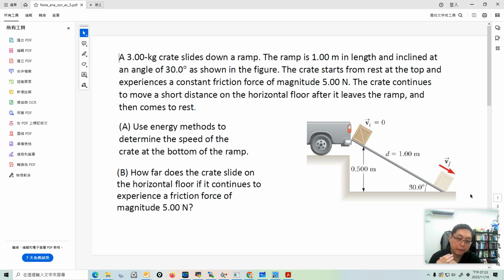In this video, I'm just going to show you the calculation of the first one. The second problem is as easy as the first one, so you can solve it yourself. The problem says to use the energy method, so it's a typical energy conservation calculation.